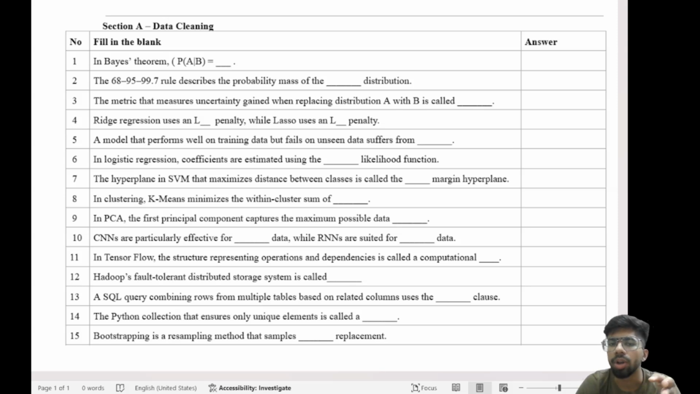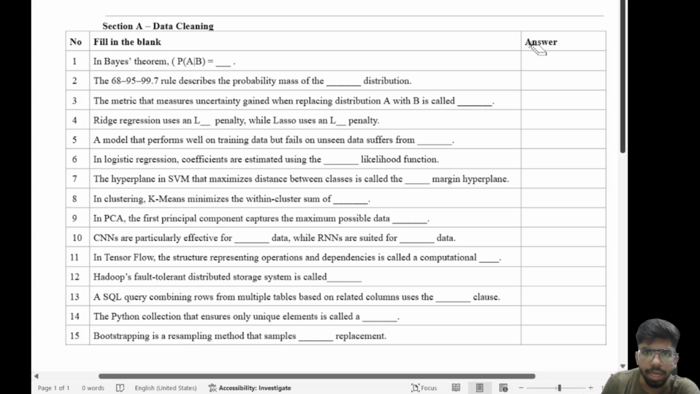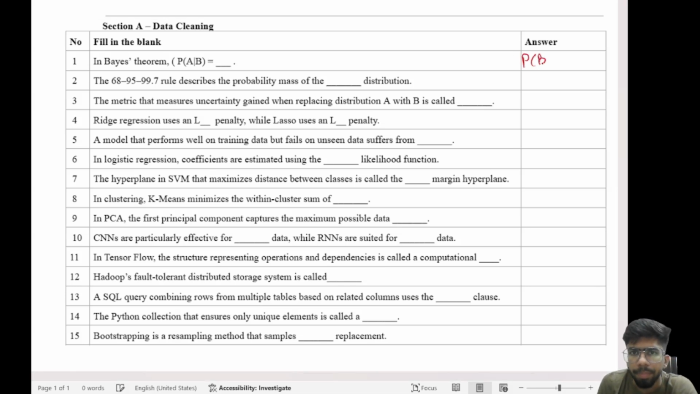So Bayes' theorem is one of the most fundamental rules in probability and machine learning. It helps us reverse conditional probability. So instead of asking what is the probability of B happening given A, Bayes lets us calculate the probability of A happening given that B has occurred. Mathematically, P of A given B is P of B given A times P of A, divided by P of B. Hope you can see that.